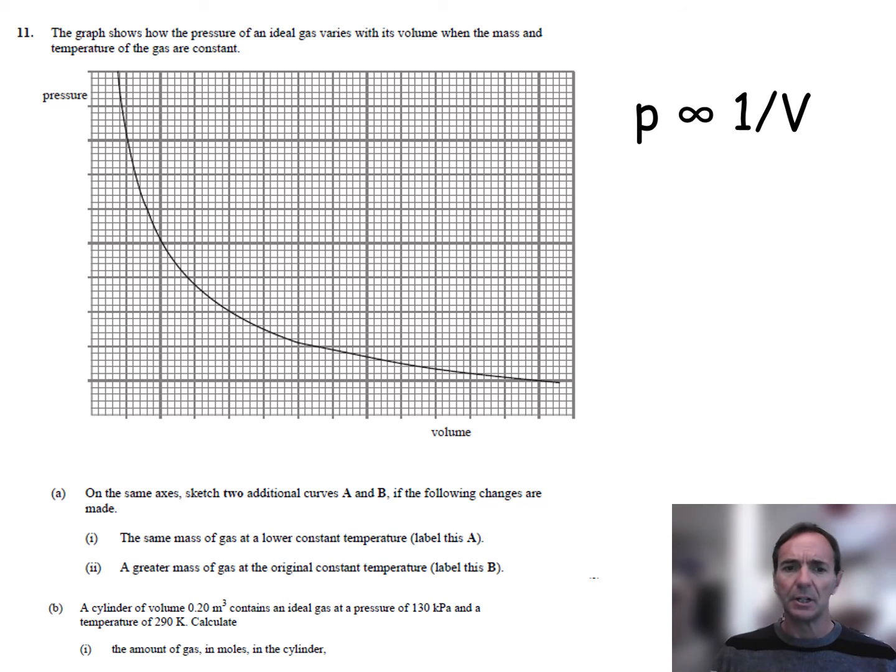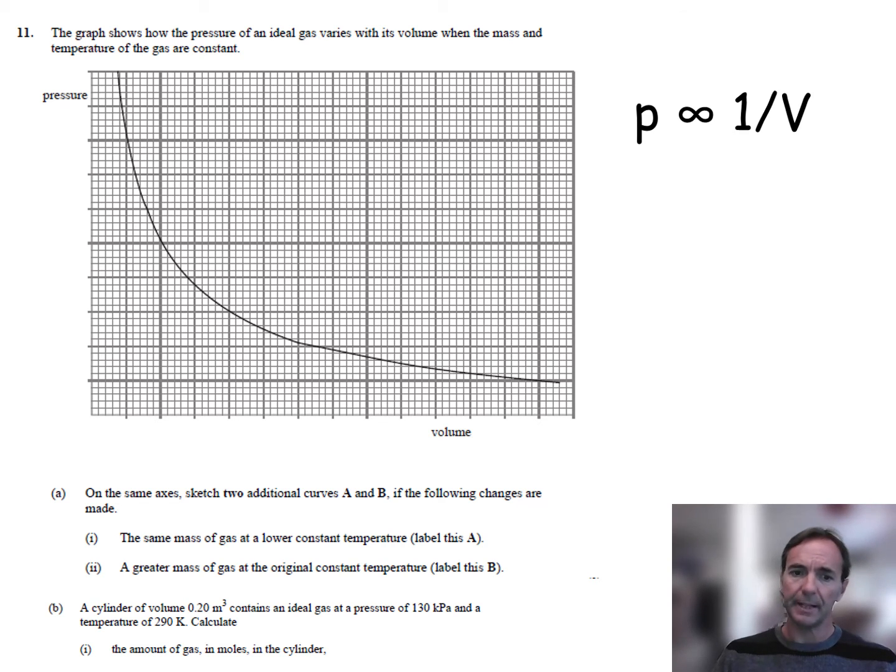So have a think about this. Same mass of gas at lower temperature. So if you've got lower temperature, is the pressure going to be lower and the volume going to be lower? Is the pressure going to be greater and the volume going to be greater in any particular part? I think it'd be pretty obvious really. Lower temperature, lower pressure. So you end up with a curve that just rolls just beneath here.